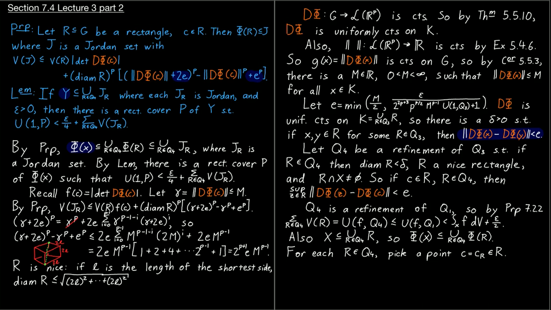One for each dimension. So this comes out to 2L times the square root of P. So the diameter of R to the P is less than or equal to 2 to the P, P to the P over 2, L to the P, which is at most that constant again, 2 to the P, P to the P over 2. L is the shortest side, so this is at most 2 to the P, P to the P over 2 times the volume of R.